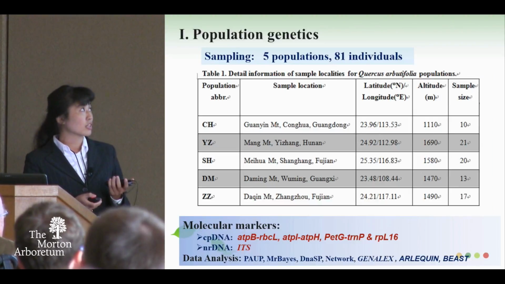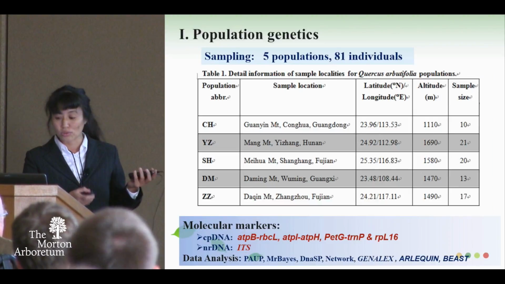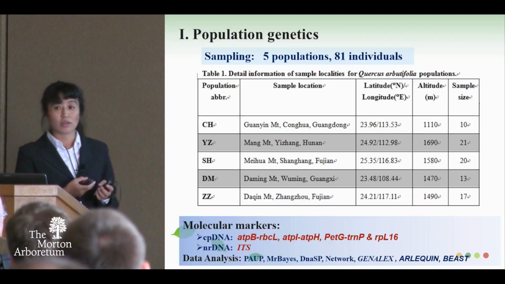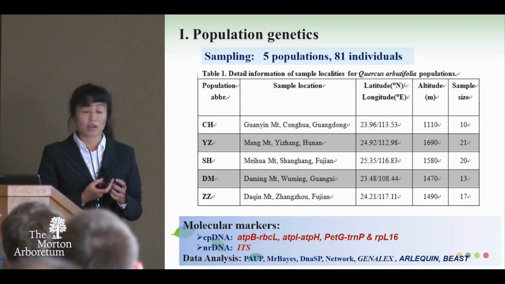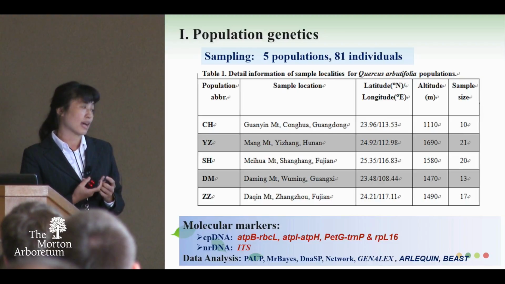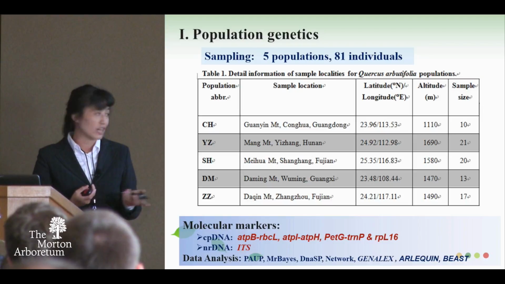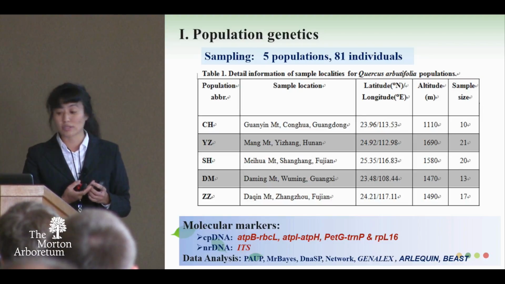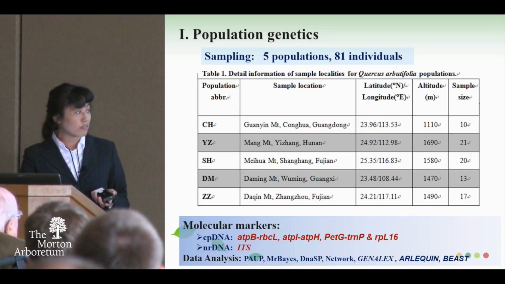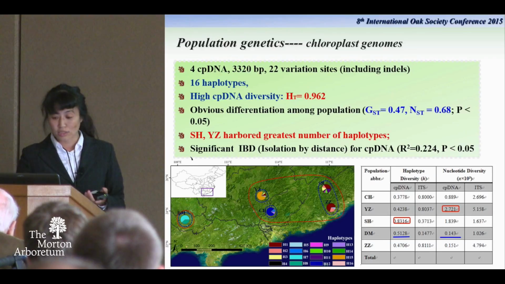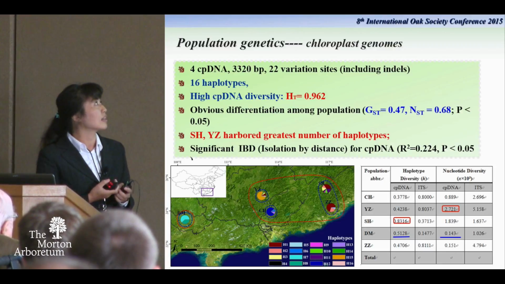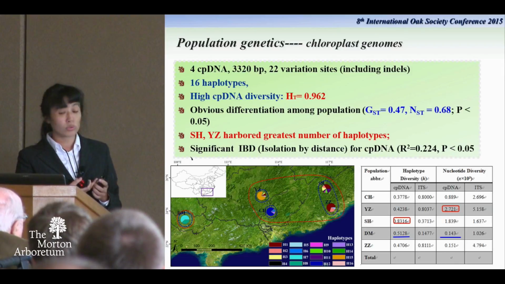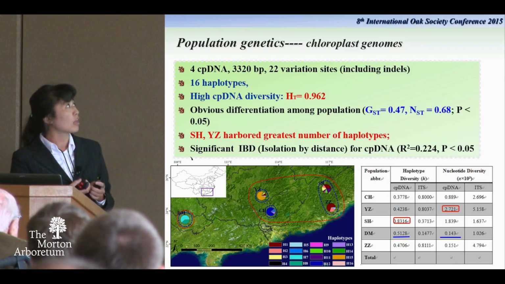So here we're using molecular markers to figure out the population structure. We're using 4 chloroplast DNA sequences plus the nuclear DNA sequence ITS as markers for this approach. And we're using a bunch of cladistic software and also some population genetic software to analyze the data. So we do get some results. Based on the 4 DNA sequences, we get 22 variable sites and 16 haplotypes.